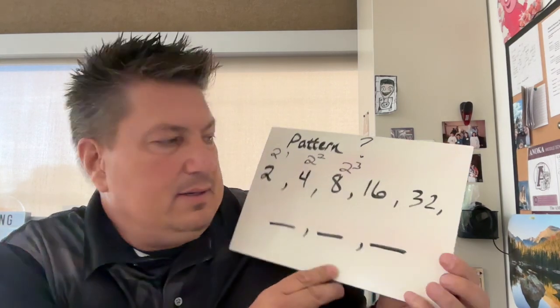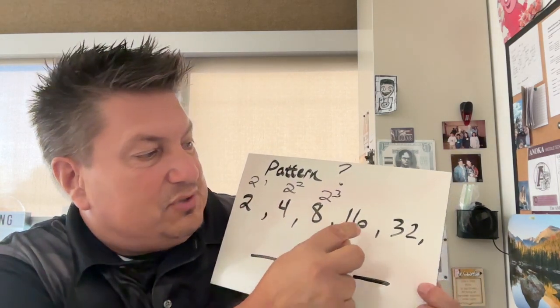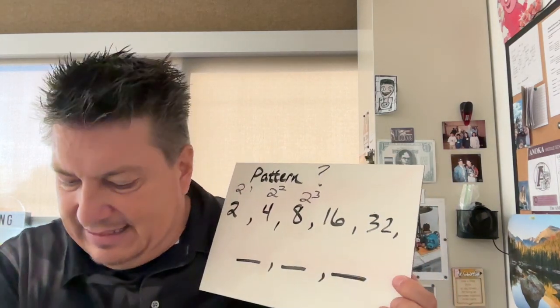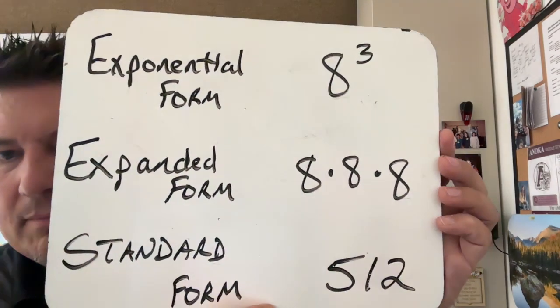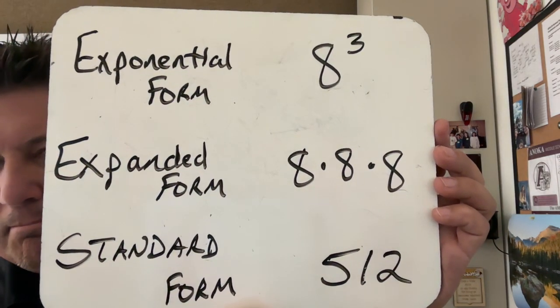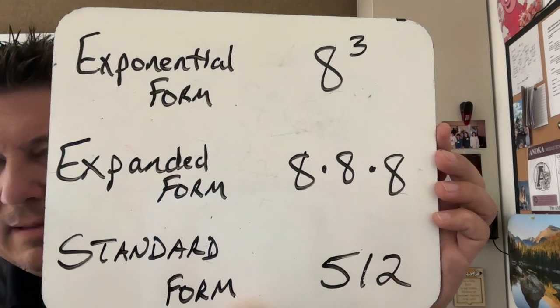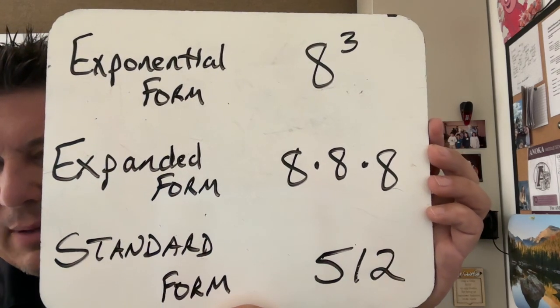And if we went back to our original pattern here, 2 times 2 times 2 times 2 times 2 gave us the answer in standard form of 32. Standard form just means what's the answer. So what you're going to see today, you're going to see exponential form, expanded form, and standard form. Okay? So exponential form, you have a base and a power.